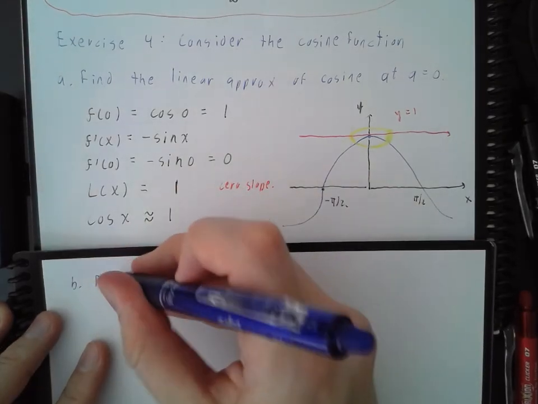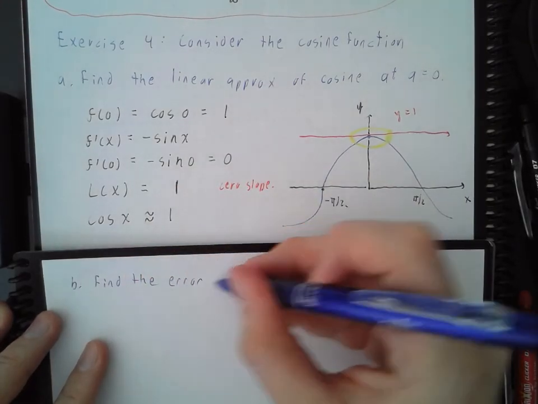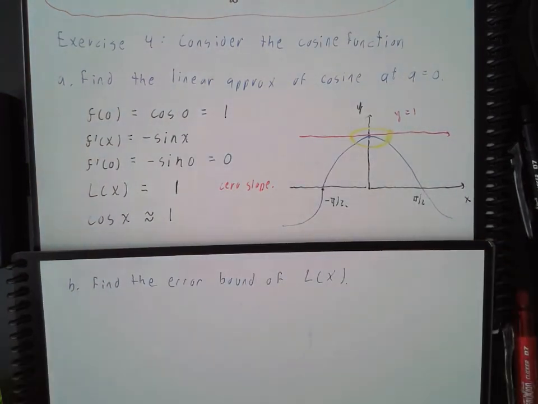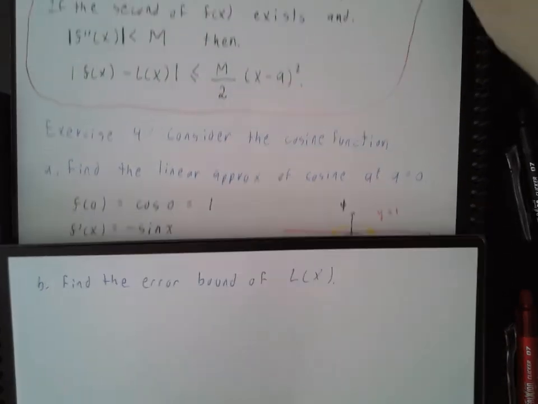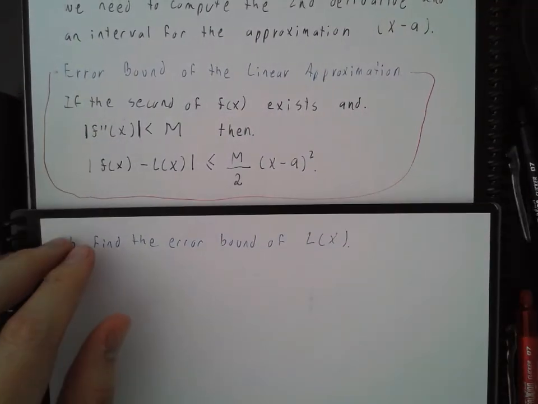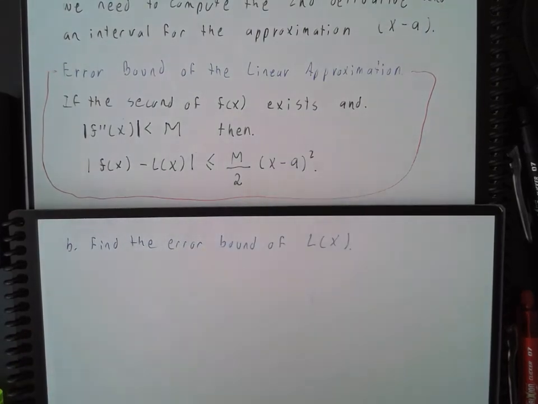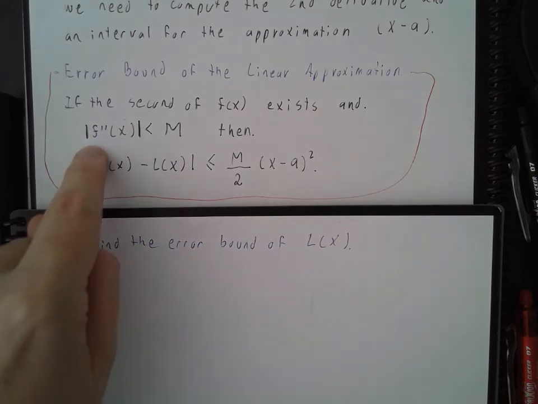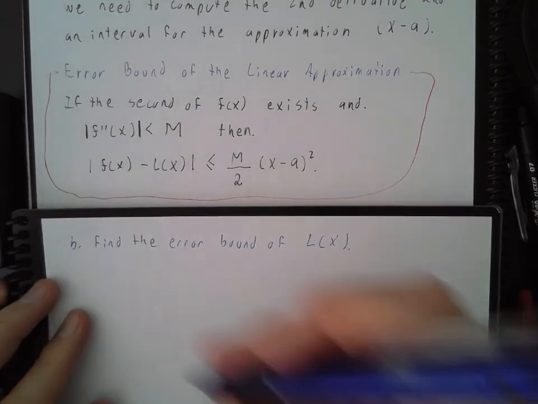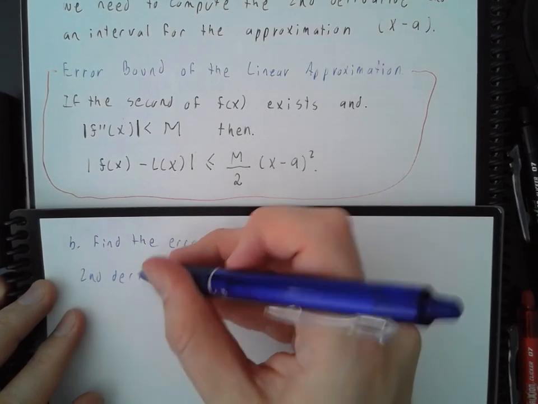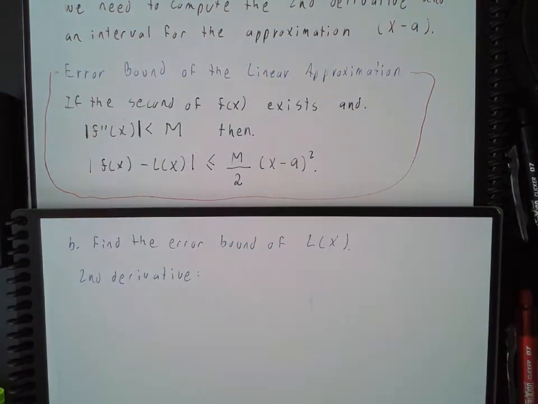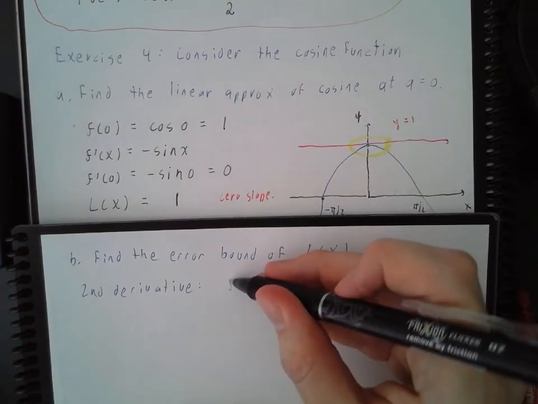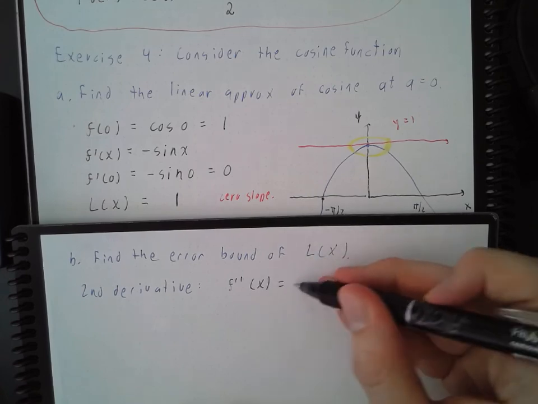So find the error bound of the linear approximation. Now we just need to digest this theorem and see all of the details. Basically, we need the size of the interval. Right now we're just going to say that this is equal to x minus 0 squared. We need to find the second derivative, and this is where it gets a little bit tricky. The second derivative of minus sine of x is equal to minus cosine of x.